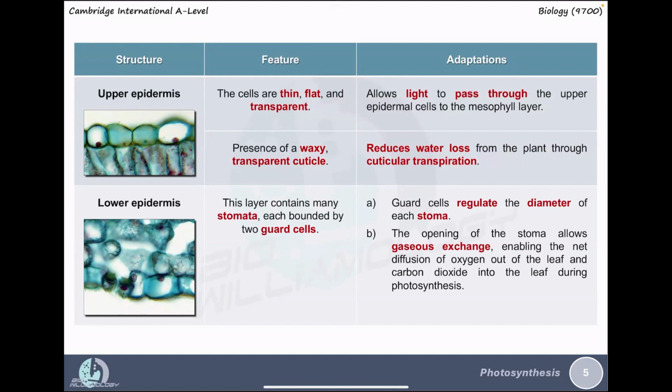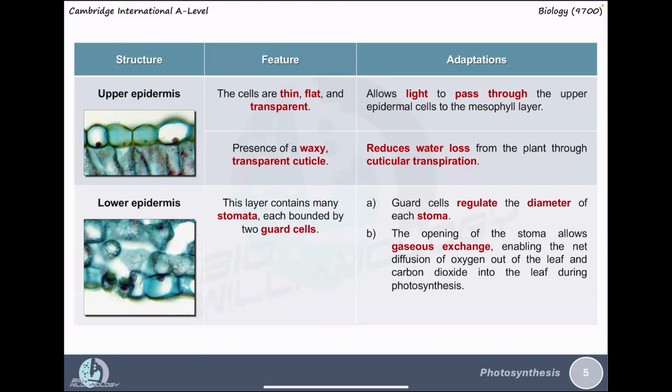Please bear in mind that when we talk about gaseous exchange in plants, we need to mention whether it is during photosynthesis or during respiration. Because during photosynthesis, there is a net diffusion of oxygen out of the leaf and CO2 into the leaf. However, during respiration, there is a net diffusion of oxygen into the leaf and the net diffusion of CO2 out of the leaf. So please take note.